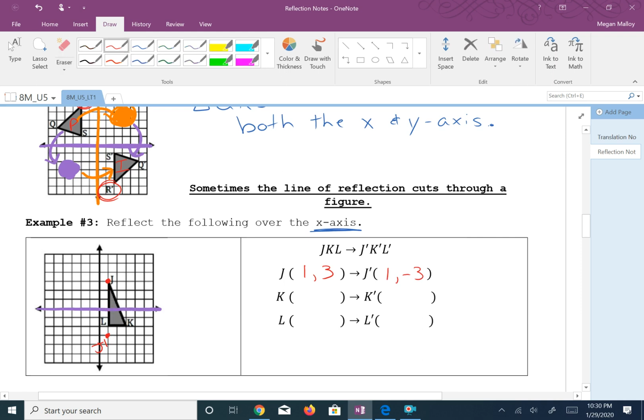If I then go to reflect point L across the x-axis, L is 2 units below the x-axis, so the image of L will be 2 units above the x-axis. So L, which was at 1, negative 2, will now be at 1, 2. And then K is 2 units below the x-axis, so the image of K will be 2 units above the x-axis. So our pre-image that was at 3, negative 2, our image will now be at 3, 2. And we should notice again that our pre-image and image are congruent. They are the exact same figure, just flipped or reflected.